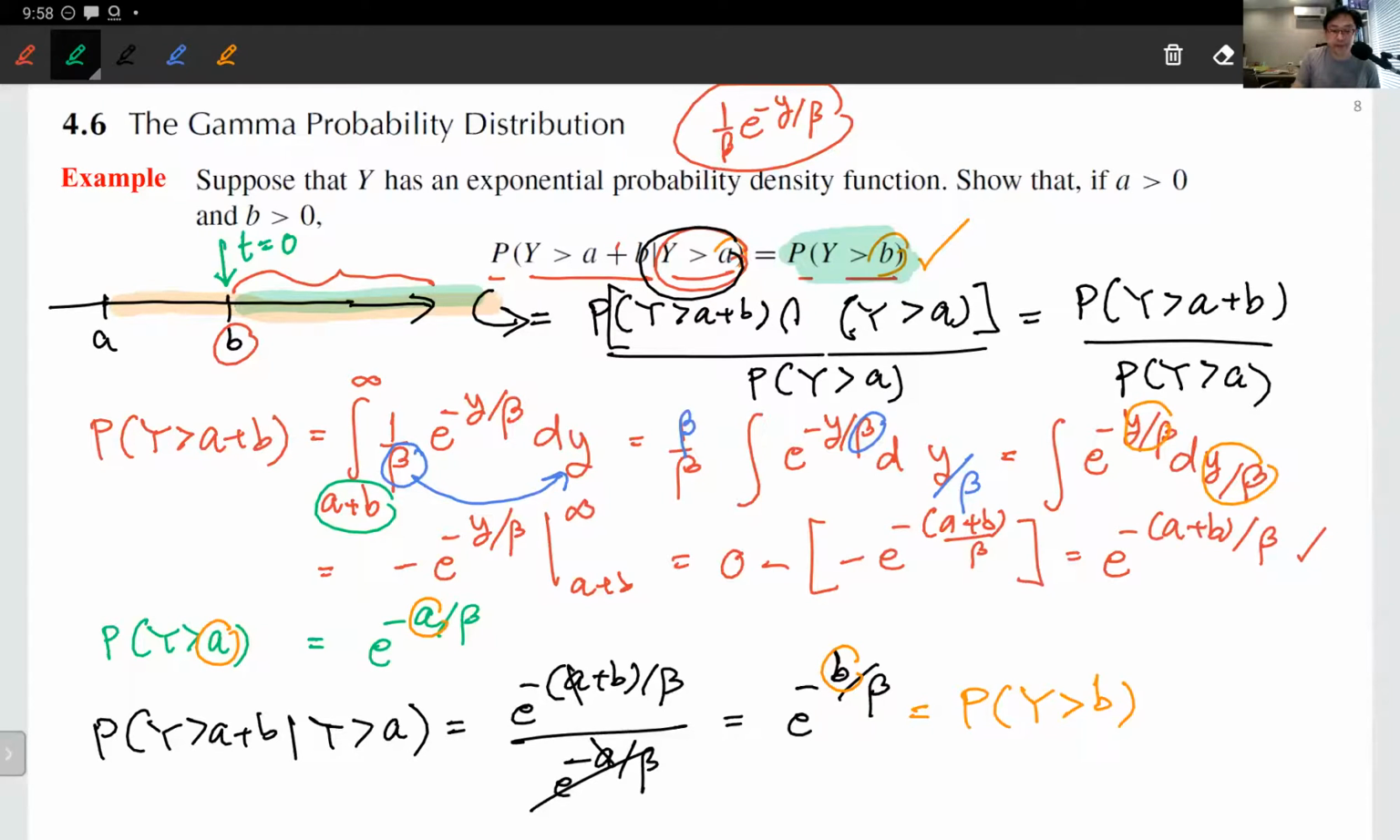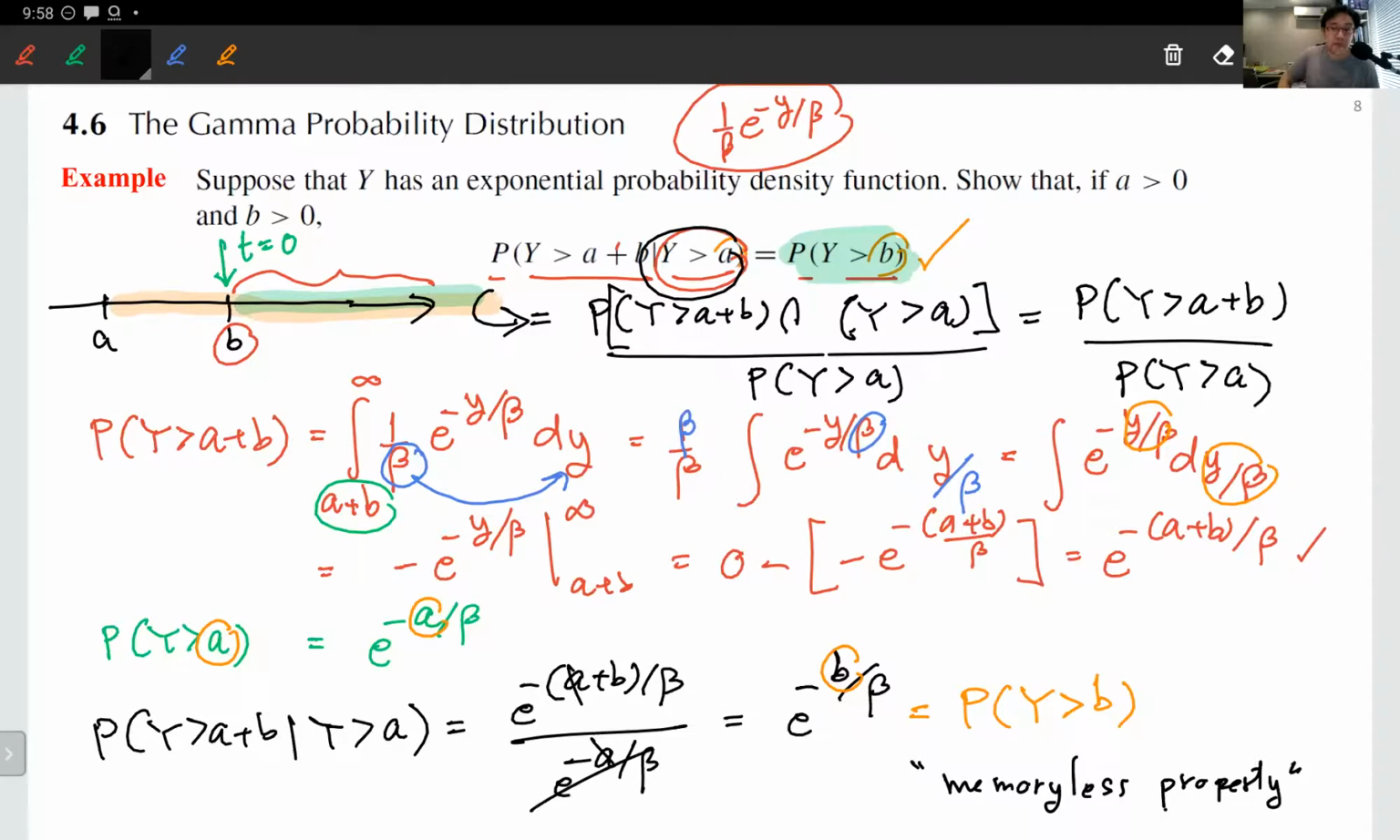Same thing. Have you heard of this one? Maybe once already when you learned the exponential distribution. This is what is meant by the memoryless property. When it's memoryless, it means it doesn't care what has already happened in the past. Every time you want to calculate it, you restart again. It has no memory. Whatever happened before b, I don't care. Start again.